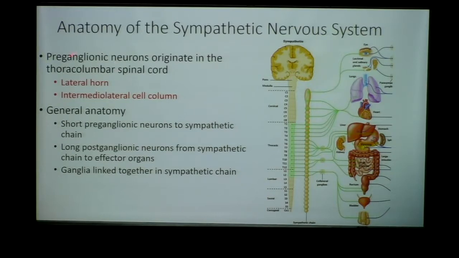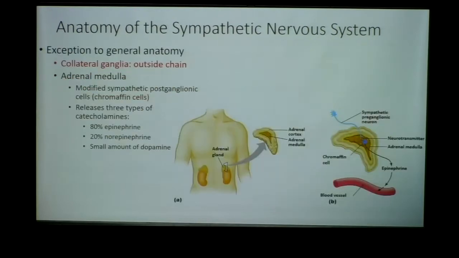Again, I want to point out here, they're coming specifically from the lateral horn or the intermediolateral cell column, okay? So that lateral part of the cut section of the spinal cord. Now, there's an exception to that general rule. There are two other ways that the sympathetic nervous system can communicate, okay? So just going from the spinal cord to the autonomic ganglia to the effector tissue is only one of three ways that the sympathetic nervous system can communicate.